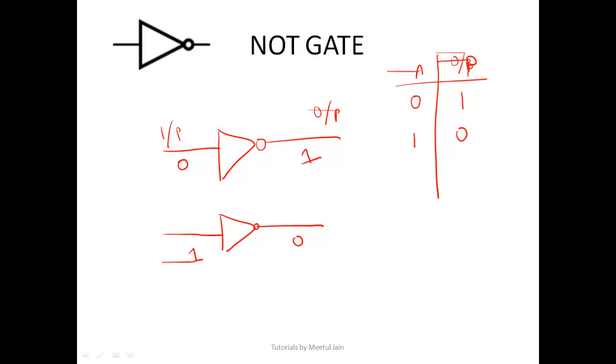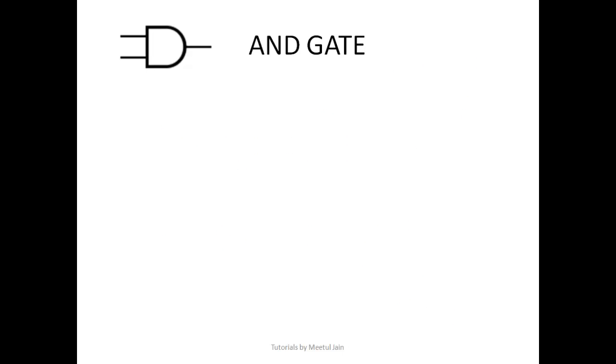A NOT gate or a negation has various symbols to represent it. Say the input is A, then the output of the NOT gate can be not A, or there are several other notations. For the duration of this course we will be using this particular notation to denote a reverse or inverse of a signal. And the next gate is an AND gate.